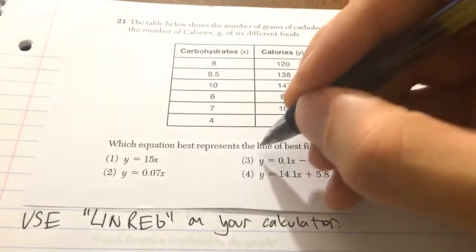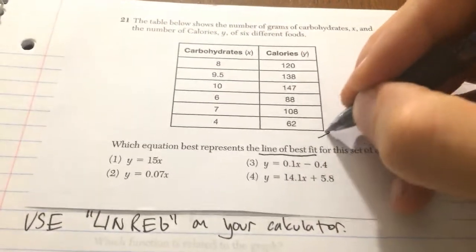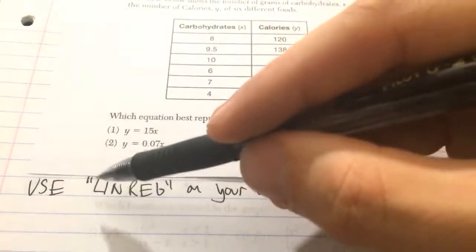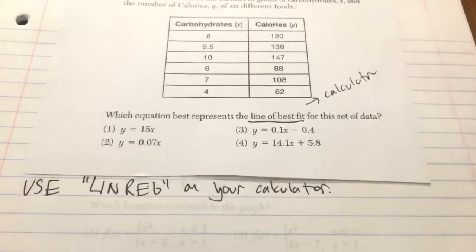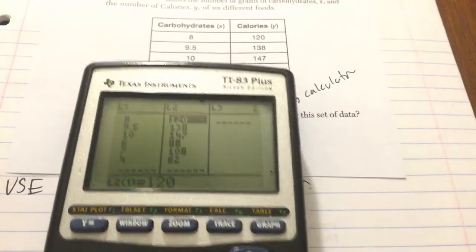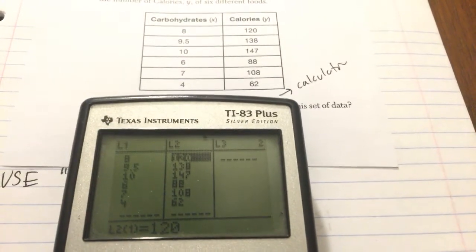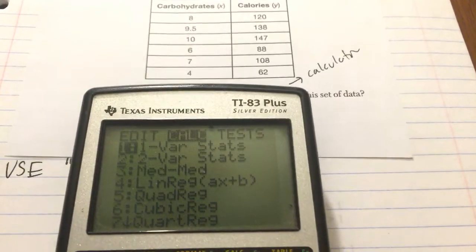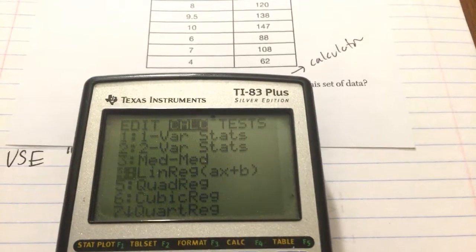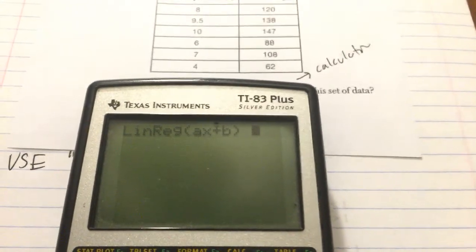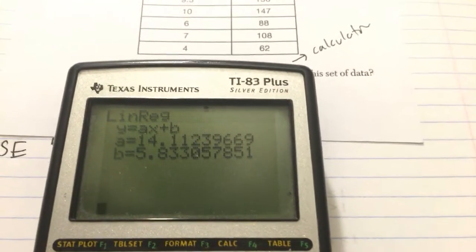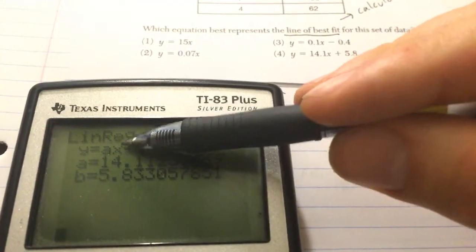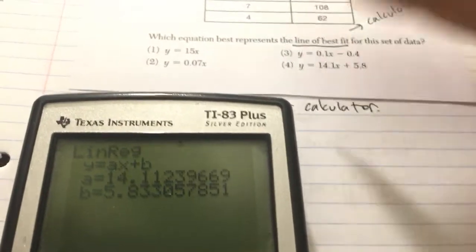Number 21 is asking for the line of best fit. We are going to use our calculator for this, and if you can remember, we're going to use the linreg, the linear regression command in our calculator. So what you want to do is enter all of that information into your list by going to Stat. You then want to go to Stat, over to Calc, and look at number 4, the linear regression. You're going to hit Enter. Based on rounding, it looks like 14.1x plus 5.8. Choice number 4.